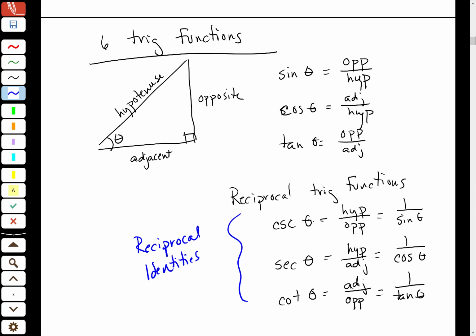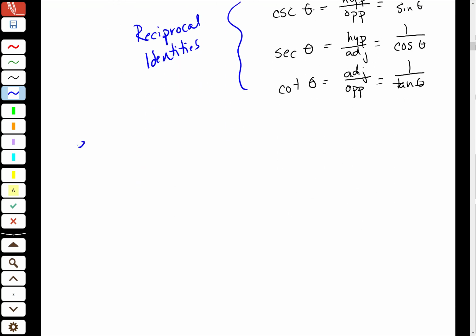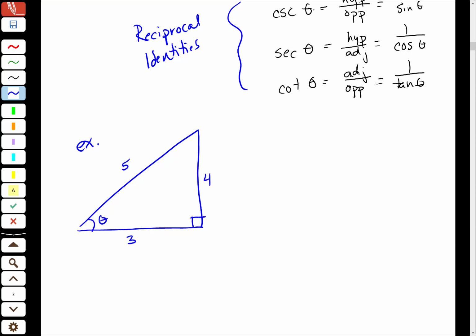And if you've ever done right triangle trig, let's do an example. Let's just find these six trig functions. Let's say I have a 3, 4, 5 right triangle, how's that sound? And here's the angle theta. So we find sine of theta, cosine of theta. Find all six functions, will you please?